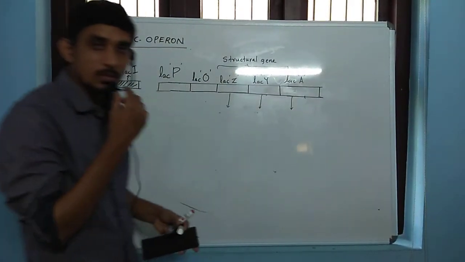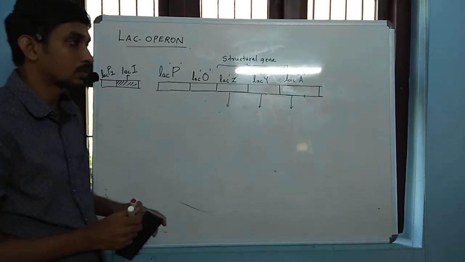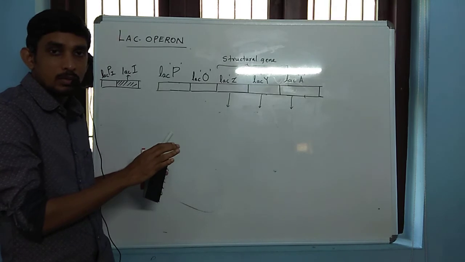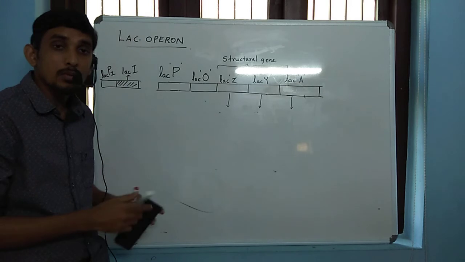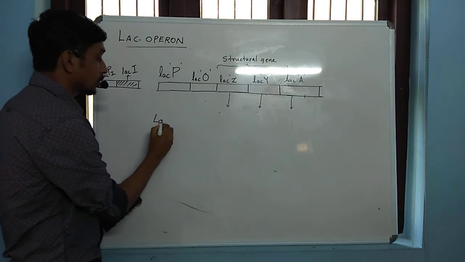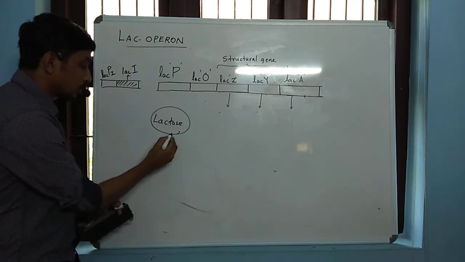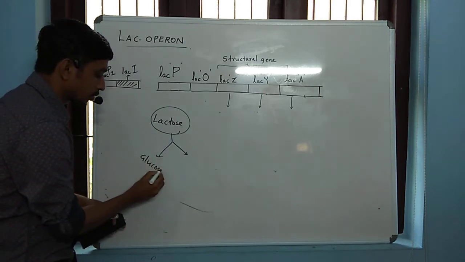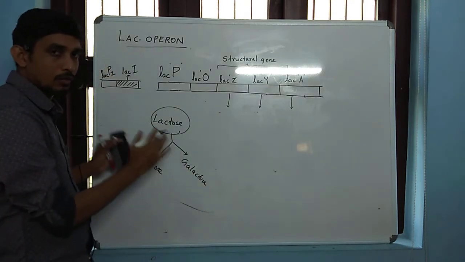Hello friends, here I would like to explain the lac operon. The lac operon is an operon which helps in the catabolism or breakdown of lactose into two products: one is called glucose and the second one is called galactose. This is the main function of the lac operon.